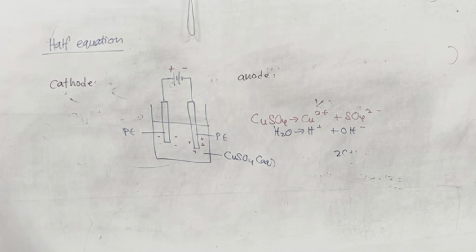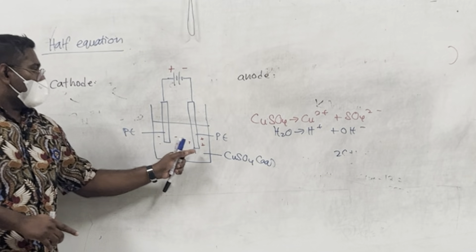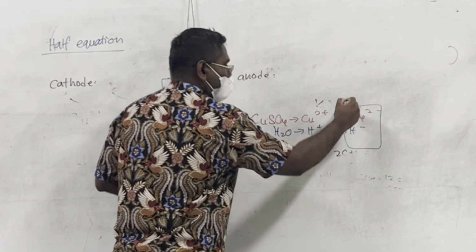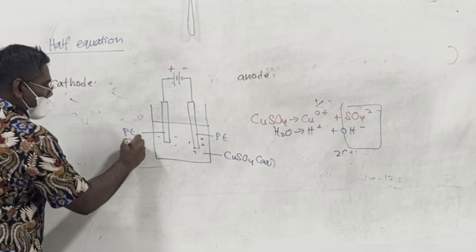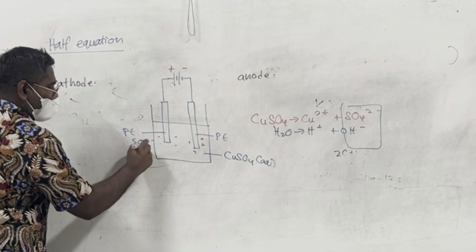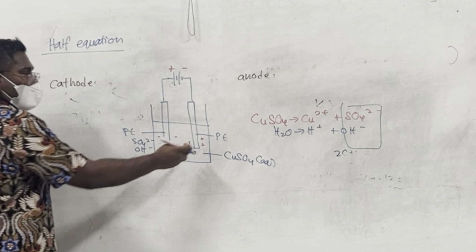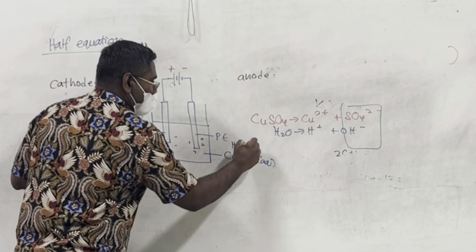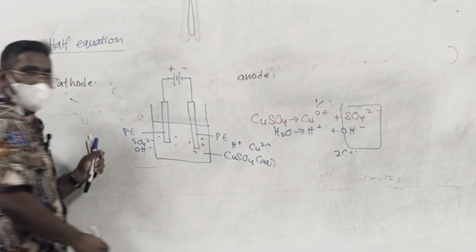Listen carefully, because maybe you didn't learn so much in your IGCSE. In this case, they are not going to focus on this, but it is expected for you to know. Here, these are the negative ions. SO4 2-, OH- will come here. Positive ions, H+ will go there, and then Cu2+ will go there.